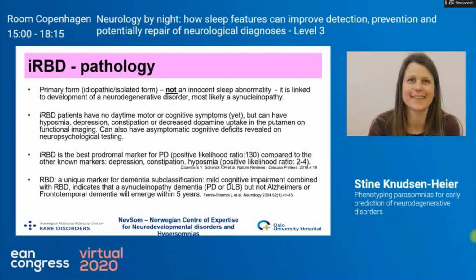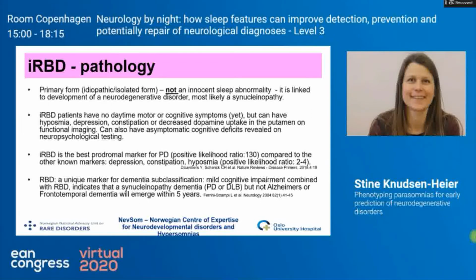Because isolated or primary RBD is so predictive of a later synucleinopathy, it is the best known prodromal marker, for example, for Parkinson's disease, with a positive likelihood ratio of 130, compared to the other known markers like depression, constipation, and hyposmia.